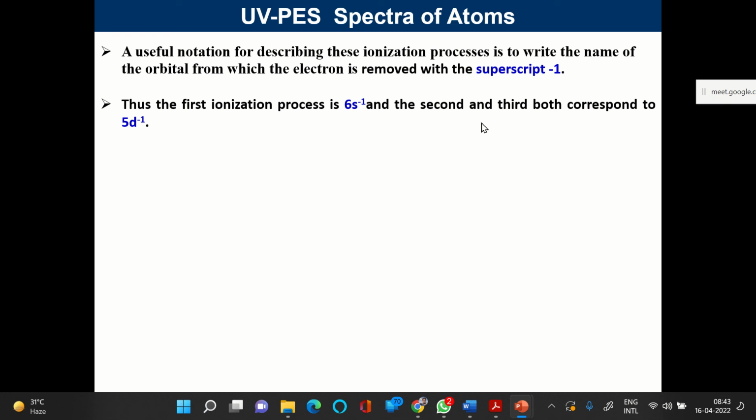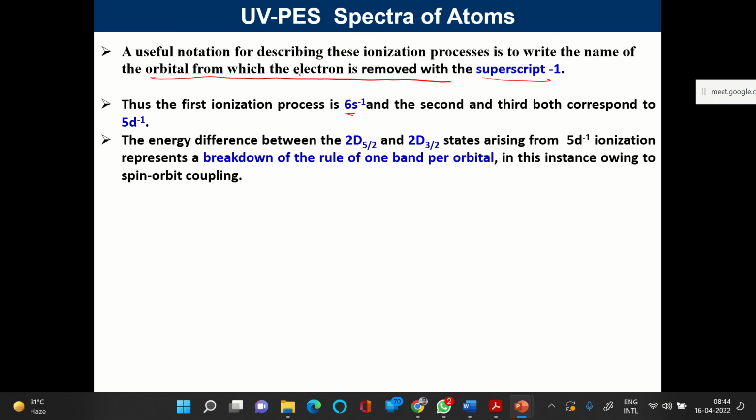So this is simple terminology that we will use to denote where you have taken away the electron from, where the electron has been ejected. कहाँ से इलेक्ट्रॉन निकल के आया उसके करस्पॉन्डिंग सुपरस्क्रिप्ट देते हैं, the orbital from which the electron is removed, superscript and -1. Like we have discussed 5d10 6s2, if the electron is removed from 6s we write 6s^-1 for the ionization process. Similarly, if the electron is taken away from the 5d subshell, then we write 5d^-1.